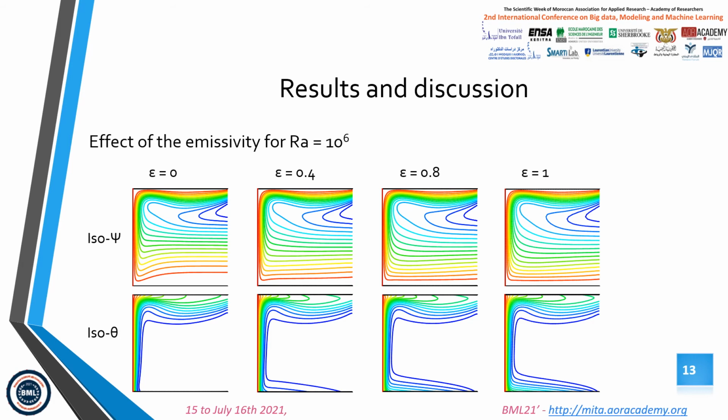This figure shows the streamlines and isotherms obtained for different emissivities, keeping the Rayleigh number at 10 power 6. The streamlines are very dense near the active and upper adiabatic walls, indicating a very strong velocity gradient at this location. Such a density remains almost unchanged by increasing the emissivity. In other words, the flow structure is insensitive to surface radiation for high Rayleigh numbers. The isotherms show that the thickness of this thermal boundary layer increases with emissivity. As a result, the cold fluid volume in the cavity decreases.